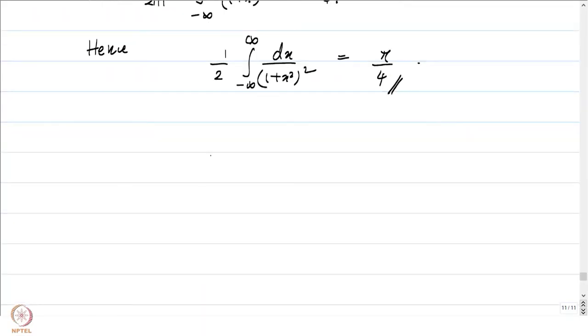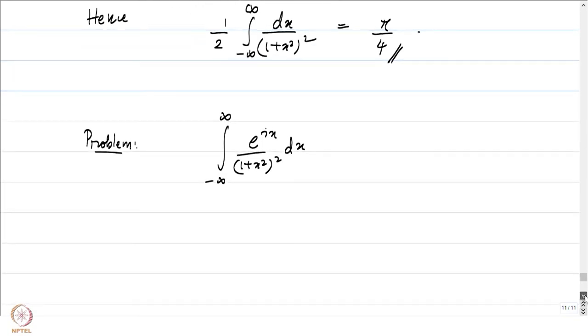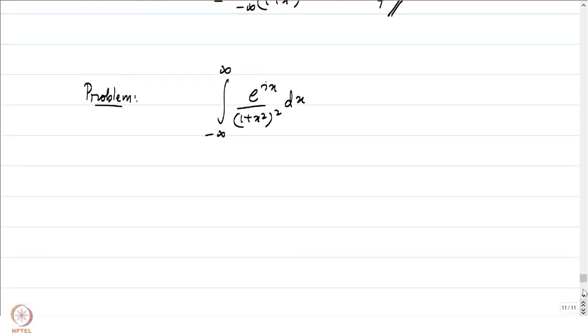In fact, we can slightly modify this problem and compute the integral when we have an e to the power ix, for example, lurking at the top, from minus infinity to infinity. If this is the problem, we have already done all that is needed to solve this as well, because again we have to just make the premise perfect. So, this is the curve from minus r to r followed by the curve here.